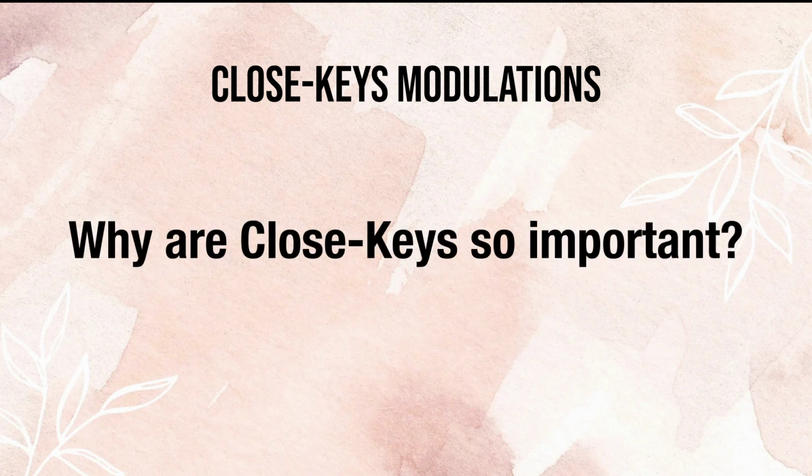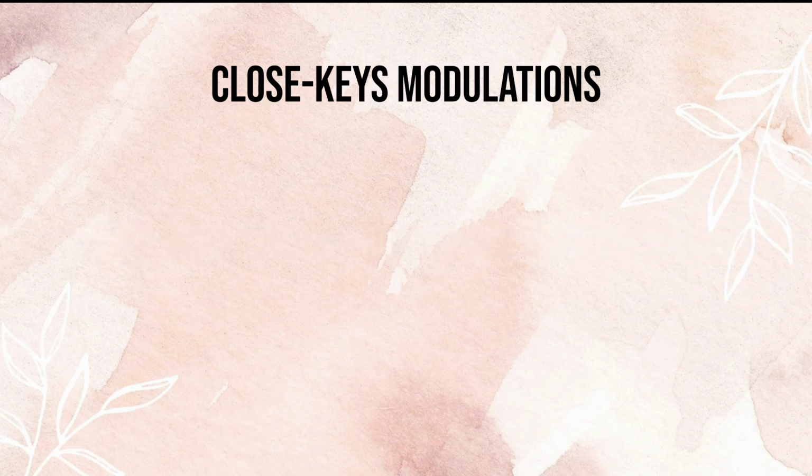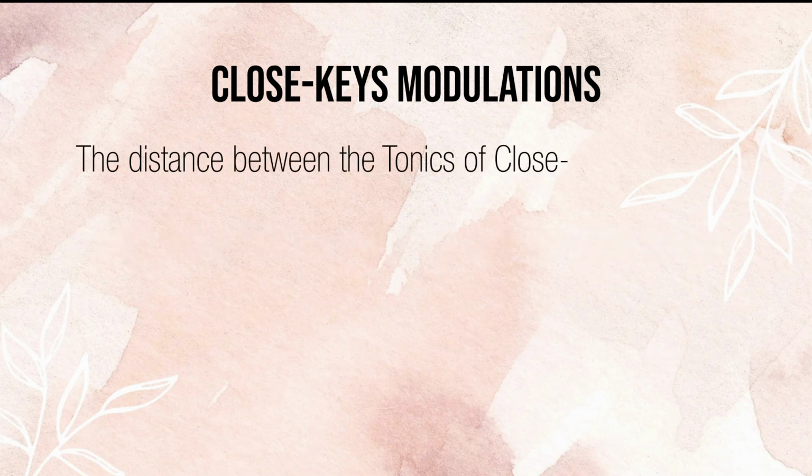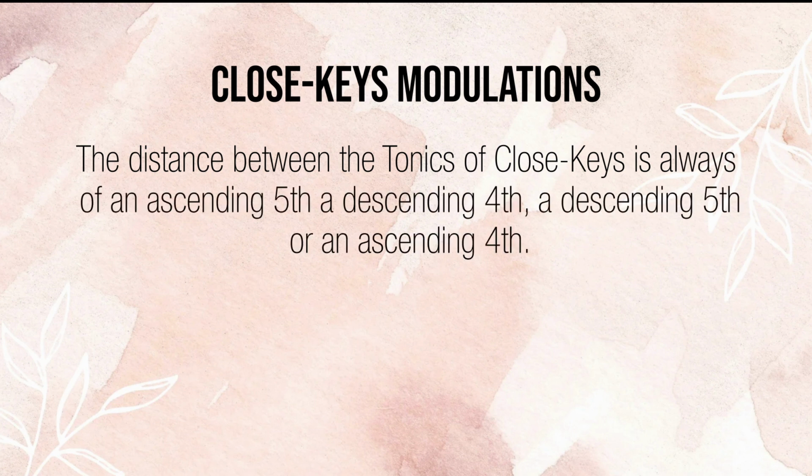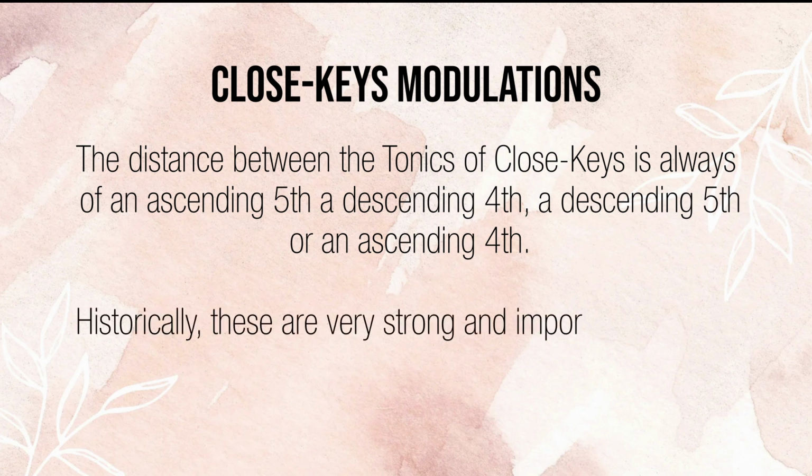Why are close keys so important? The distance between the tonics of the close keys is always of an ascending fifth, a descending fourth, or a descending fifth and an ascending fourth. Historically, these are very strong and important relations.